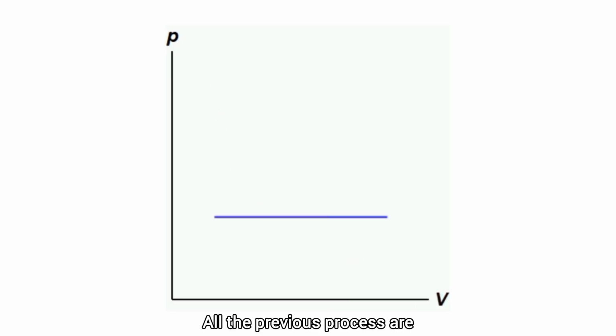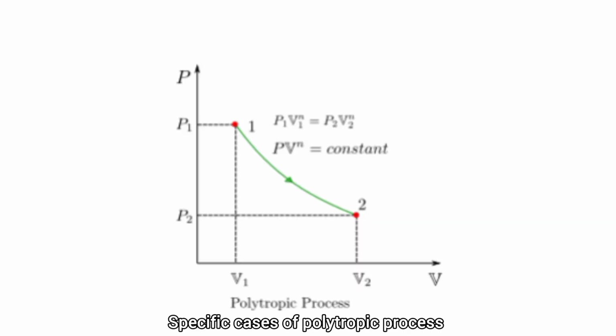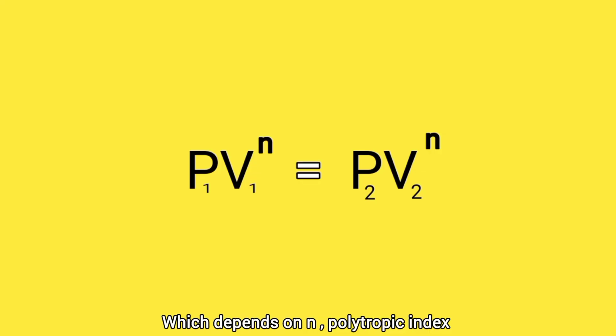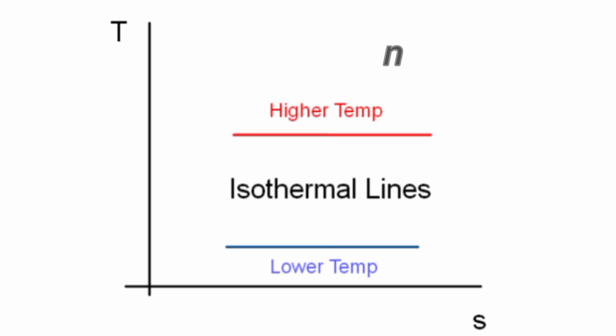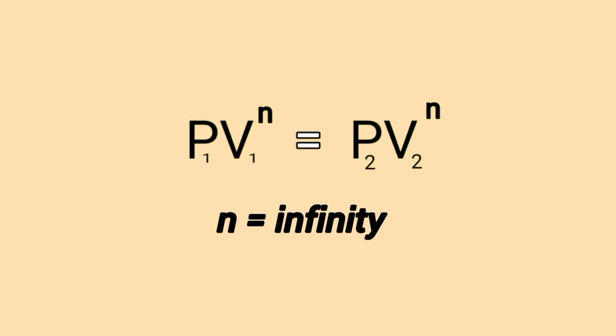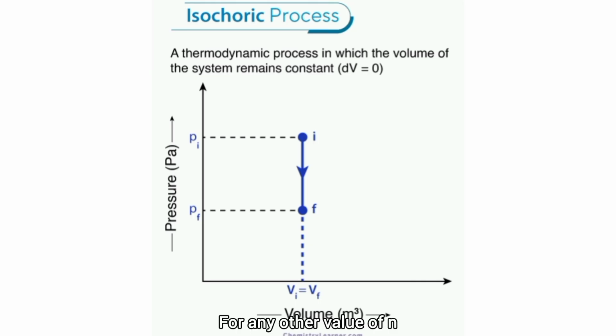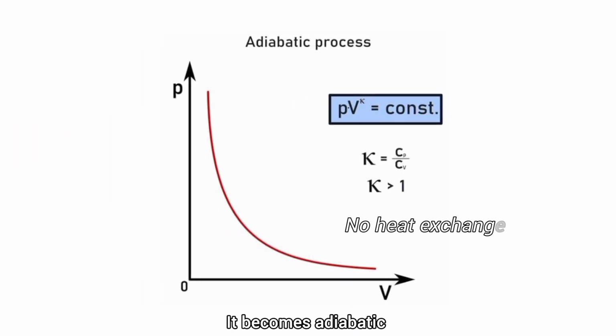All the previous processes are specific cases of the polytropic process, whose type depends on n, the polytropic index. If its value is 0, then it's an isobaric process. If it's 1, then it's isothermal, and for infinity, it's isochoric. For any other value of n, it becomes an adiabatic process.